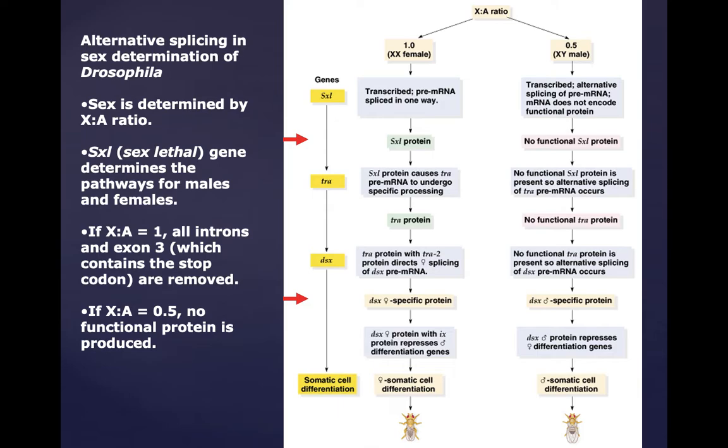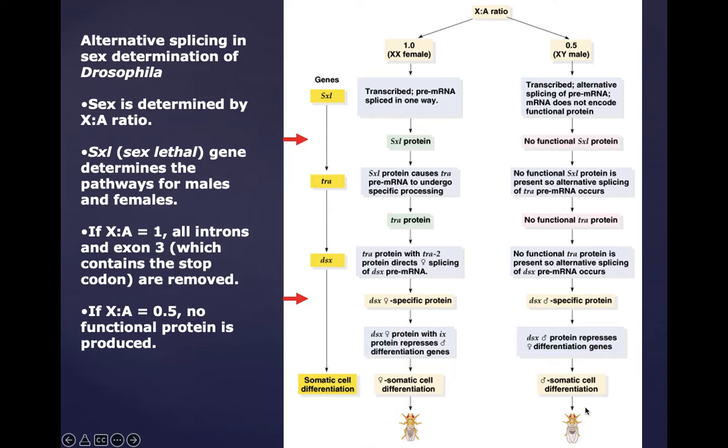So only the female will translate a functional SXL protein. Okay, and down the line, that protein is responsible for downstream mechanisms, or a downstream pathway, that will eventually contribute to the final sex of the Drosophila.